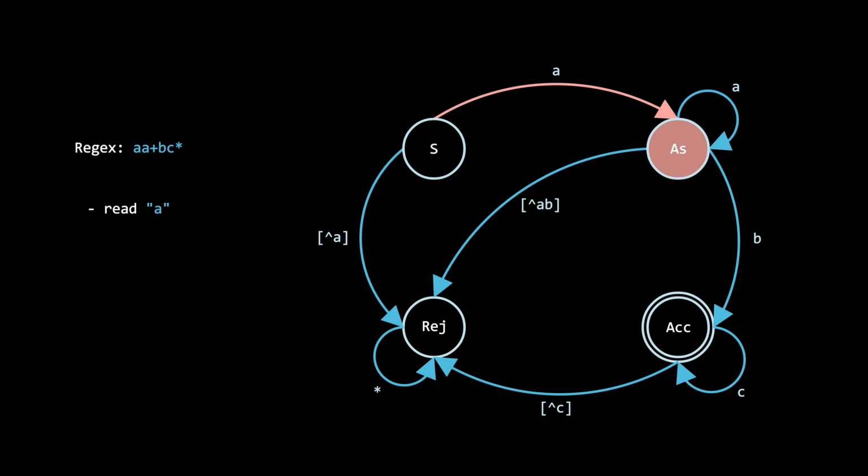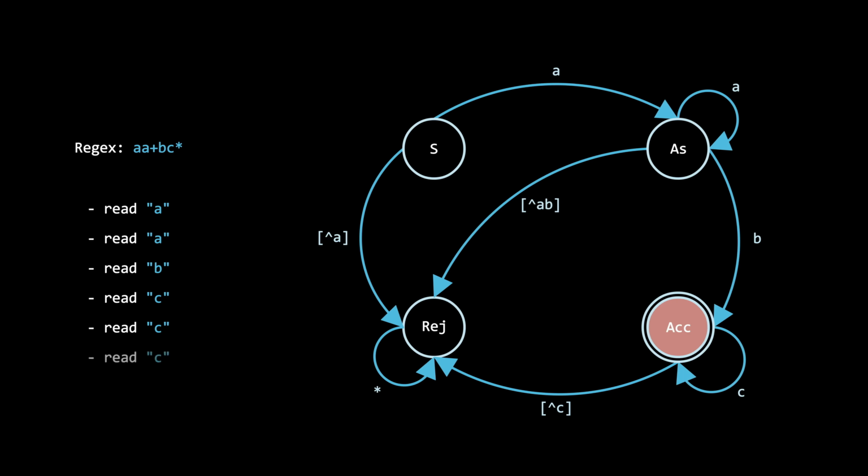So we encounter an A, that takes us to the A's state. We encounter another A, that keeps us in the A state. We encounter a B, and the B takes us over to the accept state. We're good so far. We encounter a C, which is also good. That keeps us at the accept state. Then we encounter another C, again, same thing. Keeps us at the accept state. And finally, one more C. The final string is A, B, C, C, C. We end at the accept state, therefore, this is an accepted string.